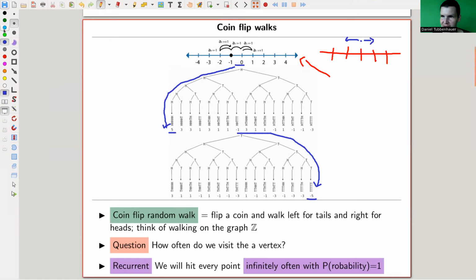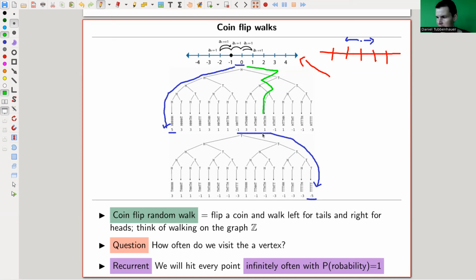Tails is stepping to the left, heads is stepping to the right. Let's just pick something: heads, tails, heads. You would end up at 1. That was not really a random choice, but whatever, you end up at 1. So that's what I call a coin flip random walk.